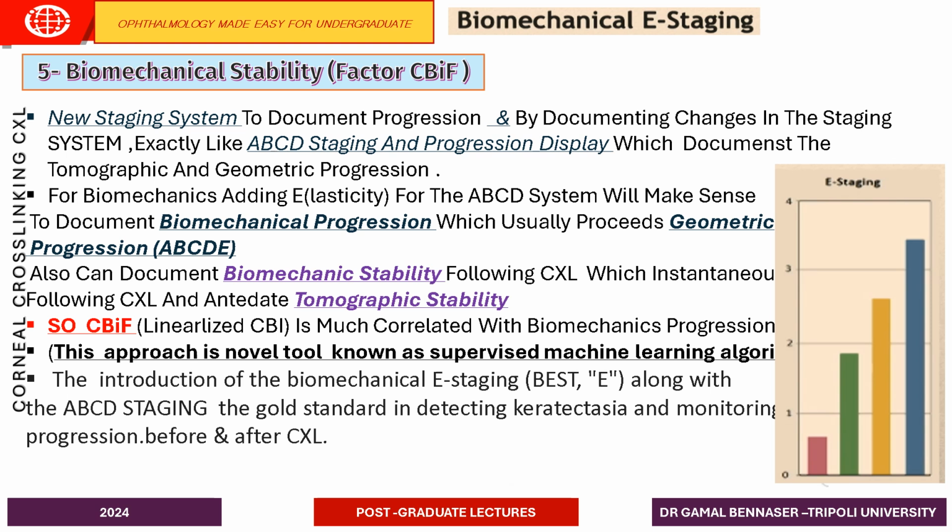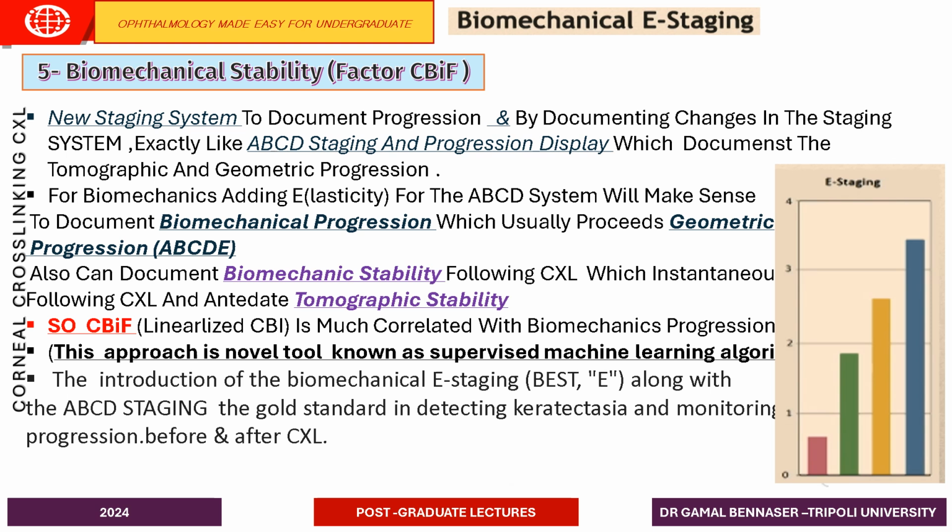And many studies done in this regard show also that the biomechanical stability antedates or precedes the occurrence of the topographic stability. The biomechanical stability, I mean the biomechanical E staging, and the topographic stability, I mean the ABCD staging. Now, the problem is how we convert the CBI to a staging system. They utilize a machine learning algorithm, so that they do an algorithmic conversion for the CBI, and create a new biomechanical factor, which is known as the CBIF.